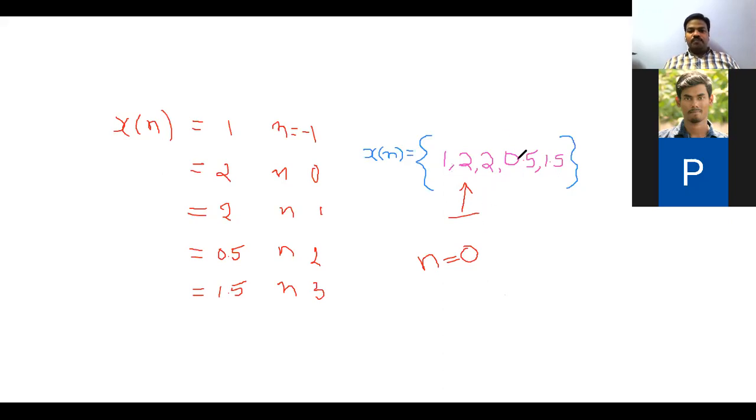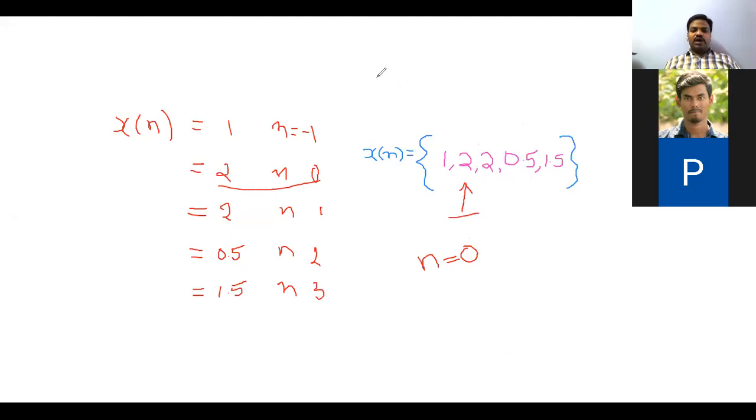Now this is a very, very important type of representation. Is it clear? If anyone has any doubts, please ask me at this moment. X of n is equal to the sequential form of 1, 2, 2.5, 1.5. Now this arrow indicates the starting element or the starting point. So at n is equal to 0, x of n is equal to 2. Is it clear? n is equal to 0, x of n is equal to 2.